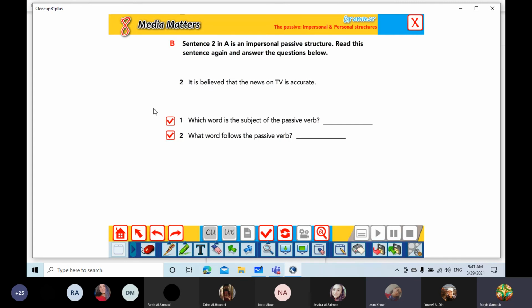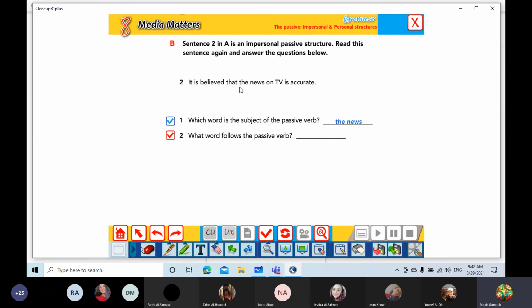Which word is the subject of the passive verb? It. Okay, let's see. No. Okay, look at it again. We want, which word is the subject of the passive verb? Okay, what is the passive verb in here? Believed. Believed.